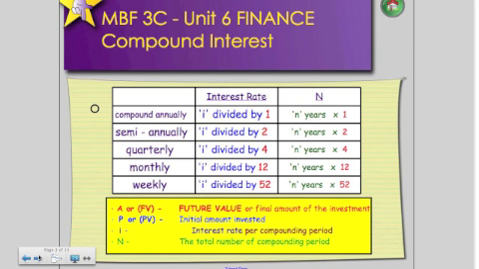So before we go into the chart, just want to review the different terms that we're going to be using in the formula. So A stands for the future value of your investment, or the final amount. P is the initial amount invested. We also call that the principal, the initial value of your investment. I is the interest rate per compounding period, and N is the total amount of compounding periods.